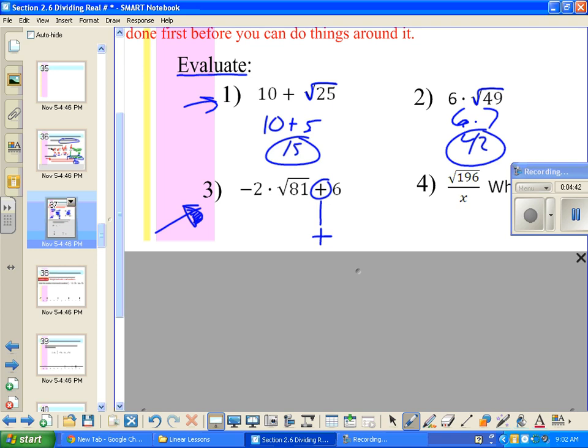The first group, negative 2 times the square root of 81. Square root of 81 is just 9, so negative 2 times 9 gives me negative 18. On the other side, I just have 6. So negative 18 plus 6 gives me negative 12 for this problem.